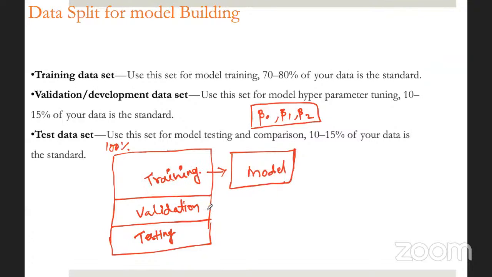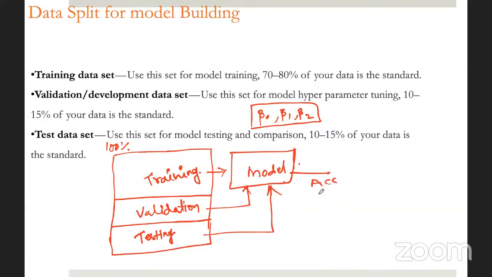Then the validation data would be used to fine tune the model. Once you build the model, you may not have any guarantee that you will get the state of the art model, the best model. So the model has to be improved, and that improvement would be done using the validation data set. Once you feel that this is the best model, and no one can come up with a better model than this, then I would apply the testing data set to the model. Then I get the accuracy.